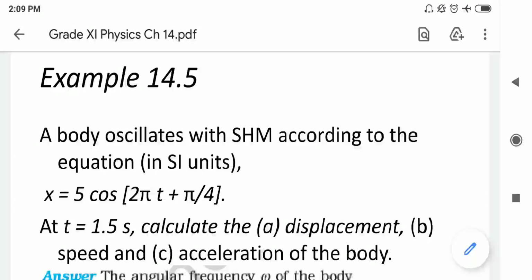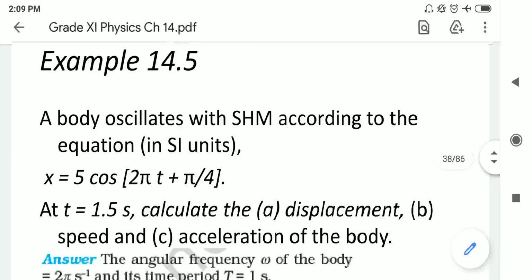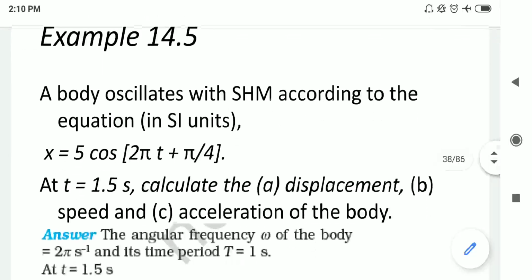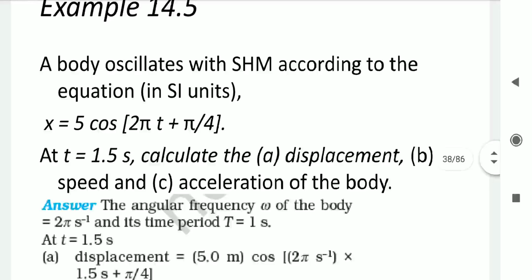Here the body oscillates with SHM, simple harmonic motion, according to the equation x equal to 5 cos 2 pi t plus pi by 4. Here t is given 1.5 second. Then calculate displacement, speed and acceleration of the body.